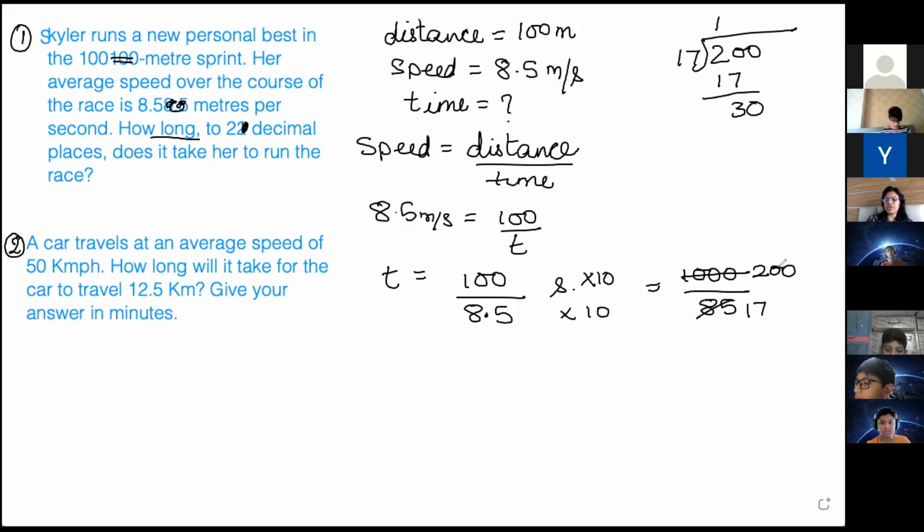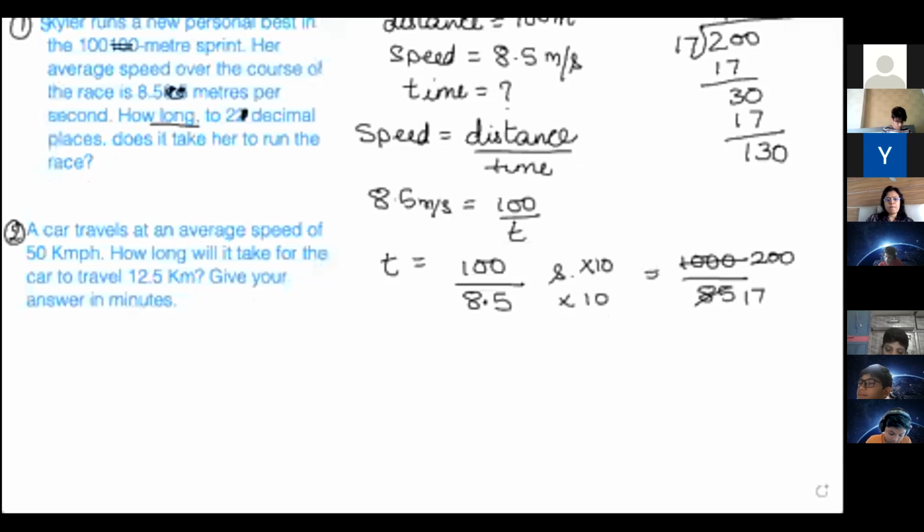See, I have done over here 200 upon 17. Now tell me, 30. It will again go by 1. Then 30, 10 minus 7 is 3, 2 minus 1 is 1. What will I do next? You will add 0 and then add a point in the quotient. Okay. Now 17, how many times?